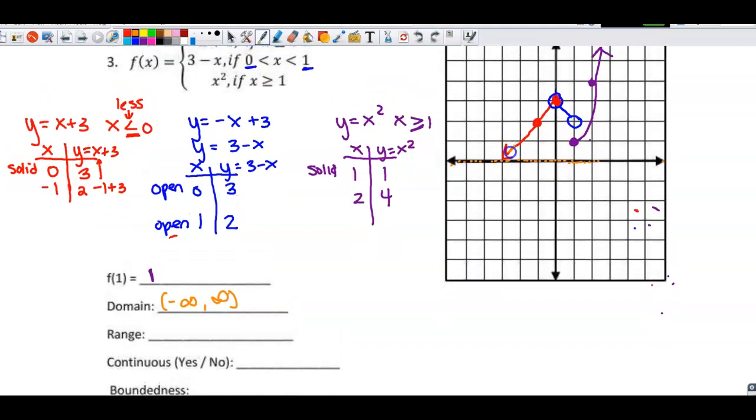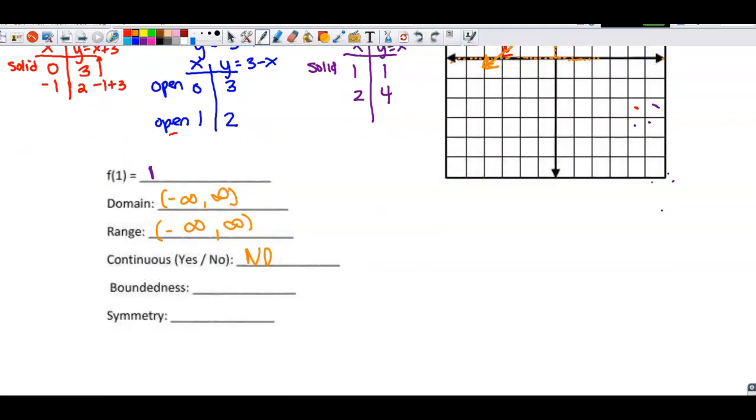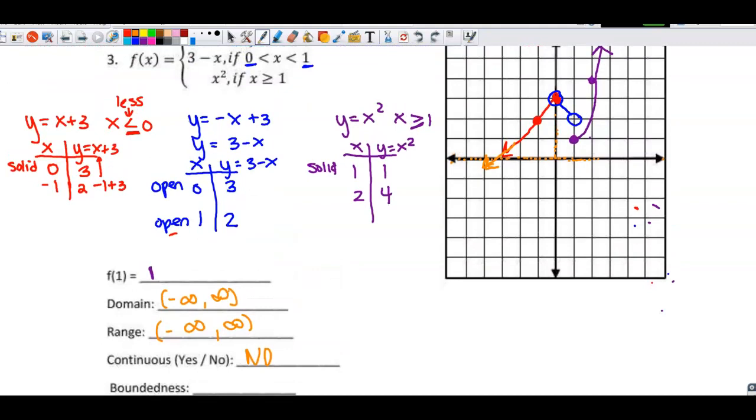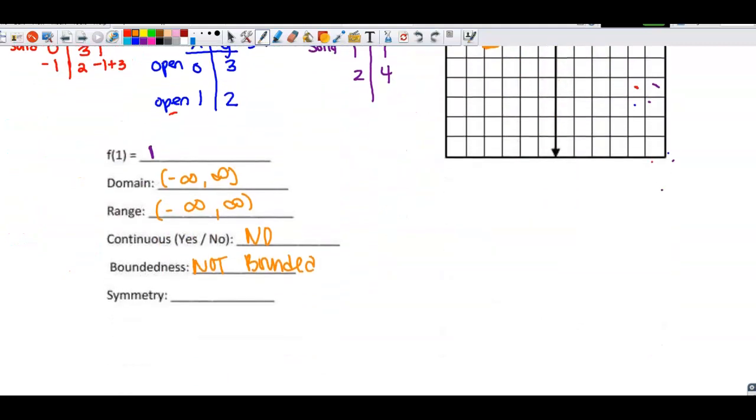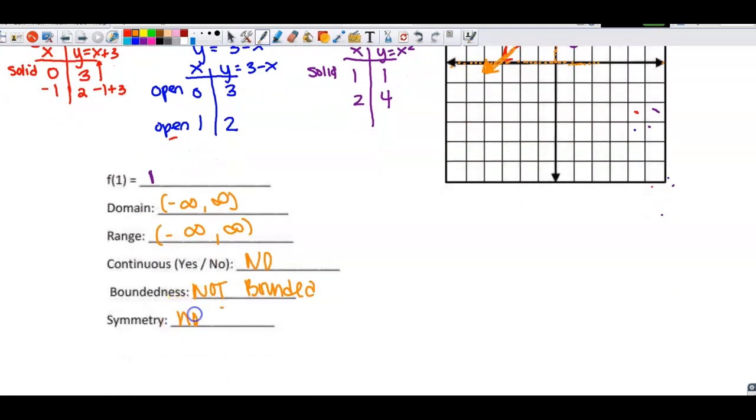Range. The range is going to go on forever and ever. So the range goes from negative infinity all the way up to positive infinity. It doesn't matter that I have these breaks in here. It's just which y values are used, and all the y values are used. And continuous? No, there's a break. There's a jump discontinuity here. And the last one is boundedness, and this is not bounded or unbounded because I have arrows going down and an arrow going up. And then the last one is symmetry. Unfortunately, there's no symmetry. Just go back. How about that? None. All right, I think that's it.